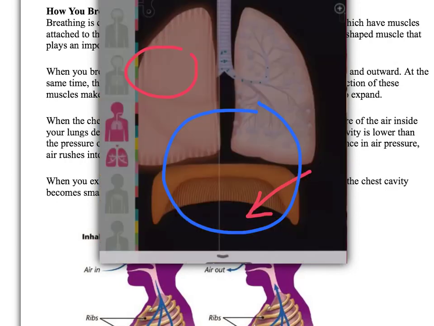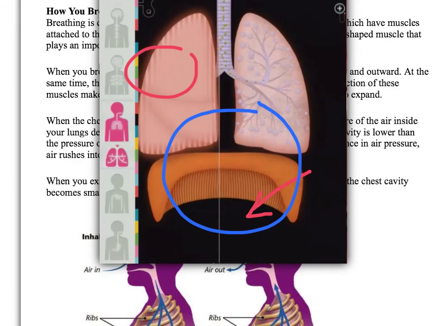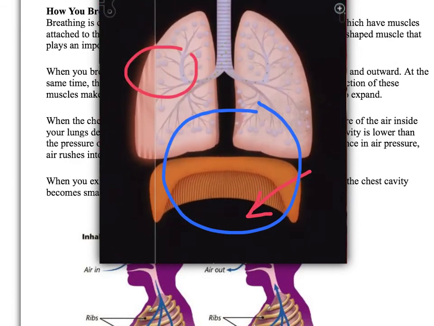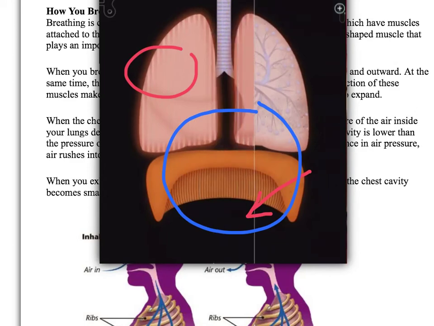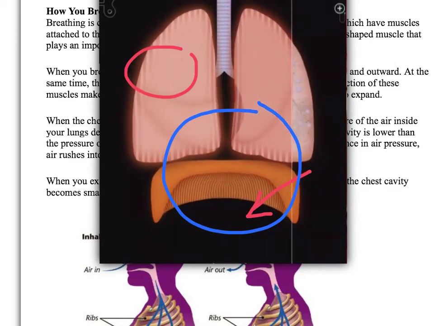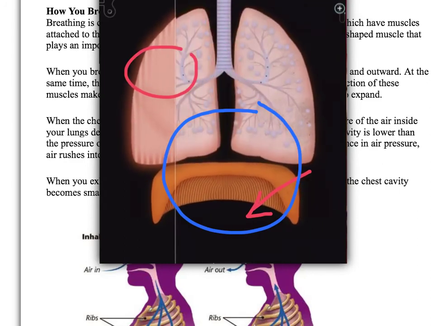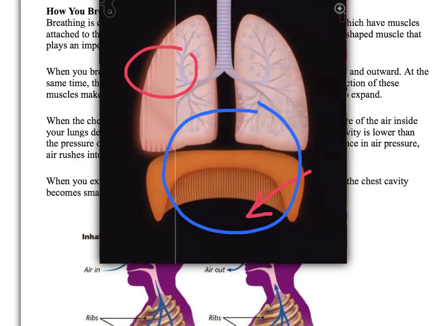Now if we look more closely at the lungs, you could see it a little closer. I'm sorry, I don't know why these marks are still here. I'll try to figure it out.